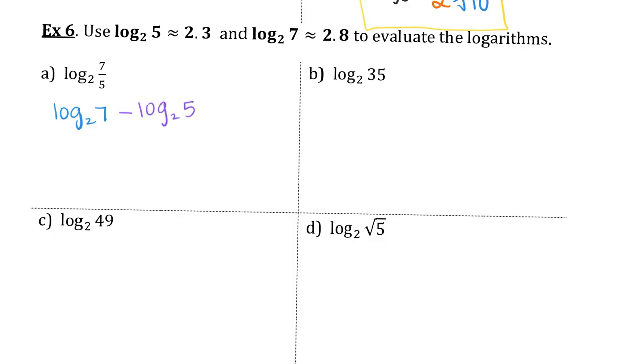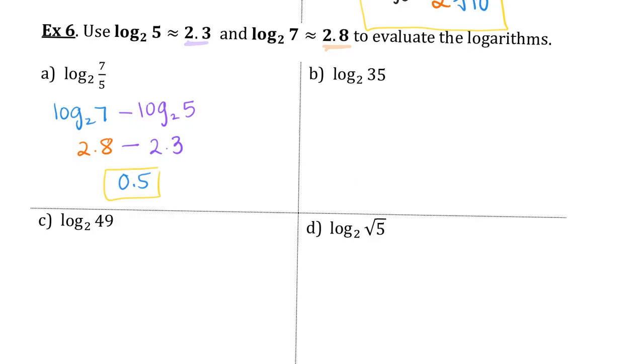Okay, this is good. Now they told me what the log base 2 of 7 is. They told me it's 2.8. So now I'm going to write this as 2.8 minus the log base 2 of 5, which they gave to me as about 2.3. If I do 2.8 minus 2.3, I get about 0.5. So according to their approximations and my log properties, the log base 2 of 7 over 5 is about 0.5.